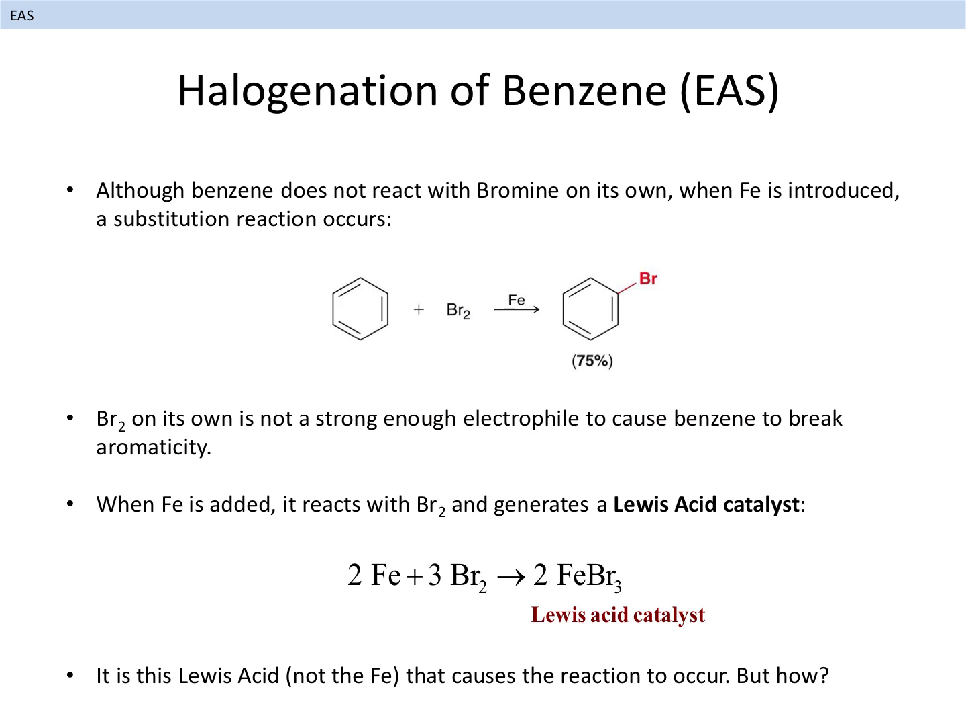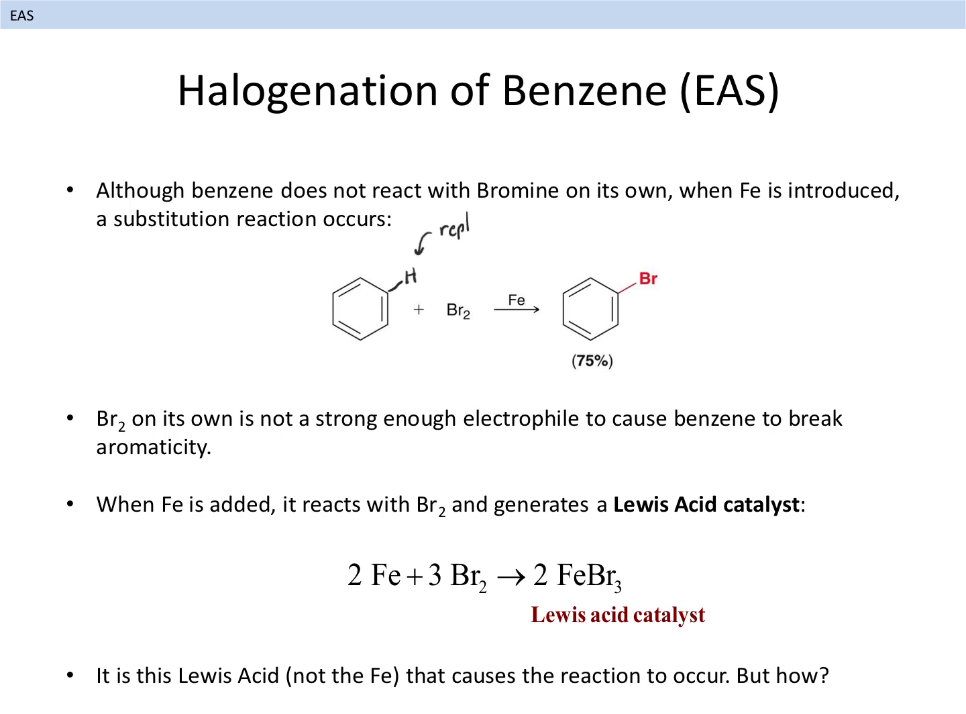Let's start our detailed look at EAS reactions by examining the halogenation of benzene, specifically bromination. Although benzene does not react with bromine on its own, when iron is introduced, a substitution reaction occurs. As you can see in the reaction scheme on the slide, benzene reacts with bromine in the presence of iron to form bromobenzene, with a 75% yield.